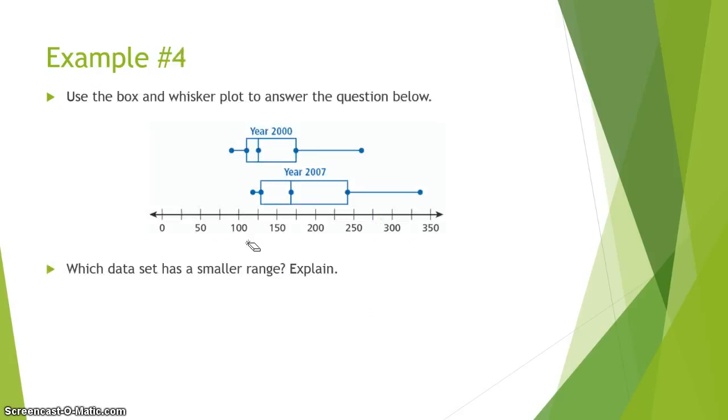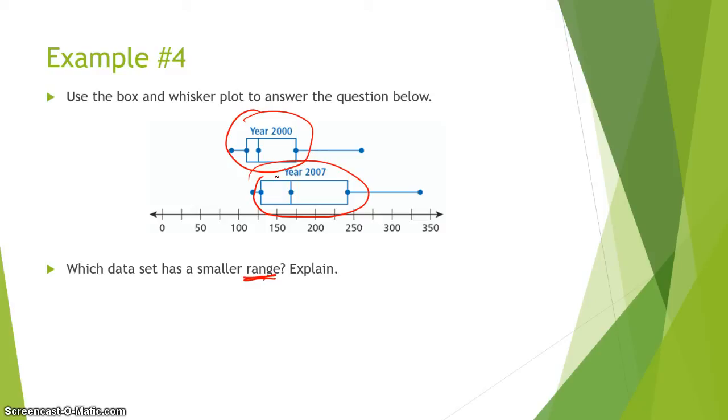Example 4, they've already given you some box and whisker plots, and they want you to answer questions based on these two situations here. So it says, which data set has a smaller range? So here we're working with years. And so we have year 2000, year 2007, and we're looking at the range. So the range is what's the interquartile range here. So which one has the lower range within the box section of this?